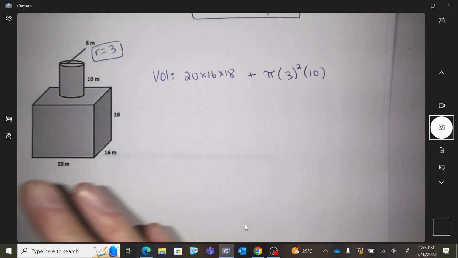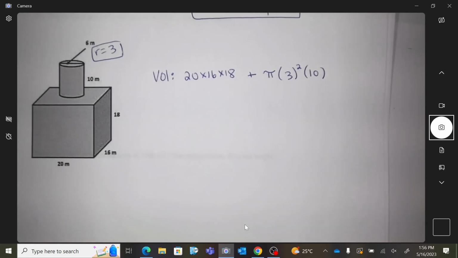Okay, that's it. For volume, you never worry about overlapping because your volume is just your volume. You can't do any overlapping in that.